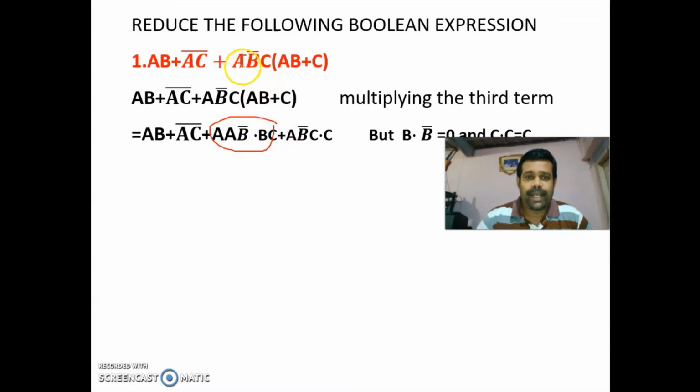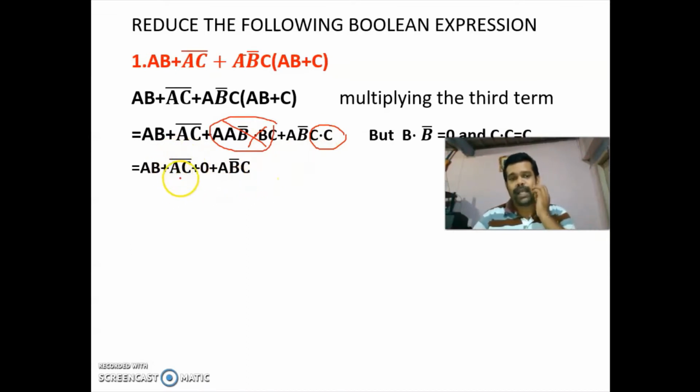Then we are multiplying A B bar C with C. So A B bar C into C. C into C is C and B bar into B is 0, so this term will get cancelled. And you'll be getting AB plus AC the whole bar plus 0 plus A B bar C. So C into C is C.